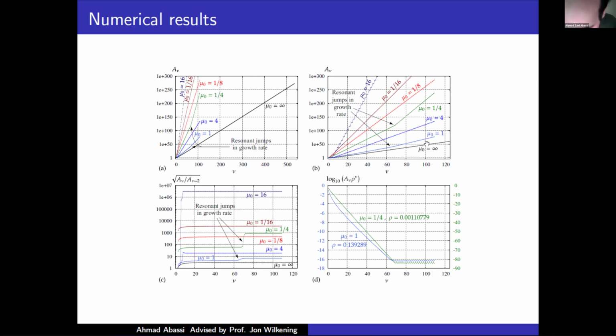As it turns out, the cases mu0 equals 1 and mu0 equals 1/4, in the top right panel, panel B, exhibit resonant jumps or kinks in the growth rate at a specific order, which was quite interesting and we'll get to in a moment.